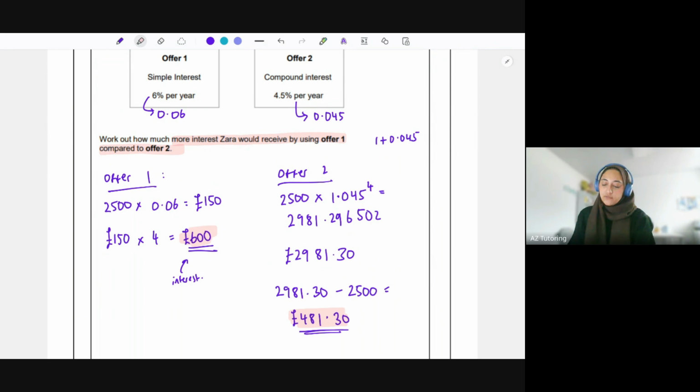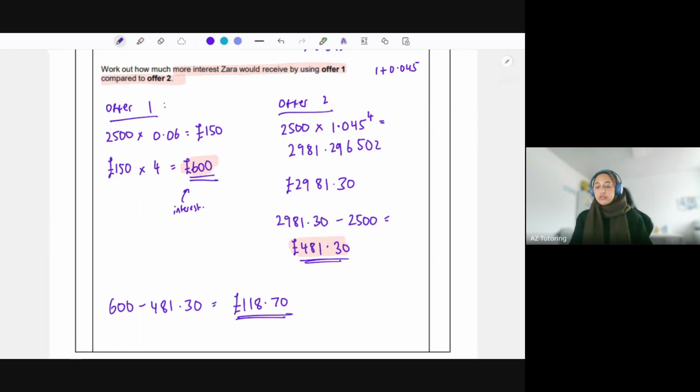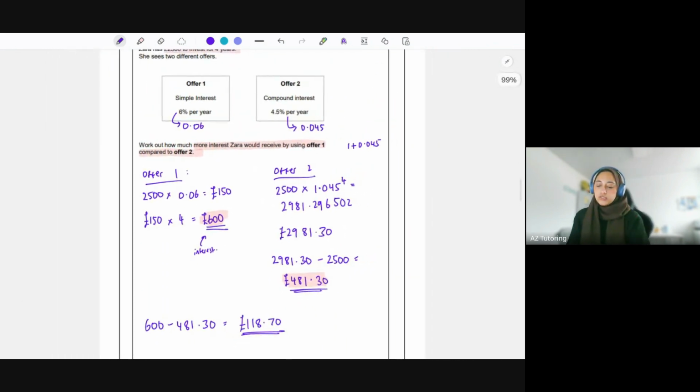This is my interest for offer one. What's the question asking? The question says how much more interest would she receive by using offer one compared to offer two? So I need to find the difference between these. So we will do 600 minus £481.30, and we get £118.70. So that's how much more money she's made using the simple interest one.